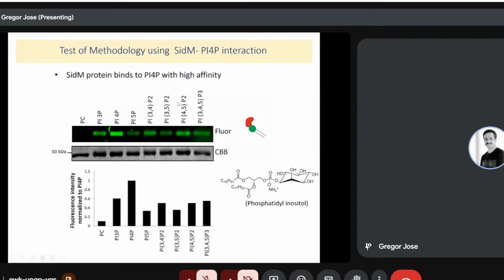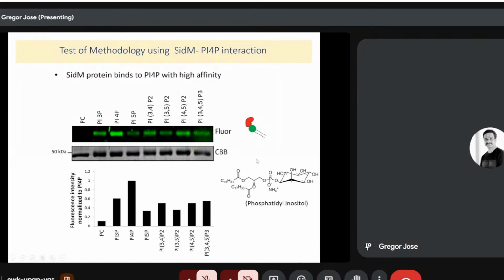and mix it with liposomes containing different lipids. PC stands for phosphatidylcholine, which is a basic lipid, and we have a lot of PI lipids, phosphatidylinositol lipids. This is the backbone of the lipid, two fatty acid chains, a phosphate group, and an inositol head group. This is a very special lipid. Inositol is present, and at different positions the OH can be replaced with a phosphate group.